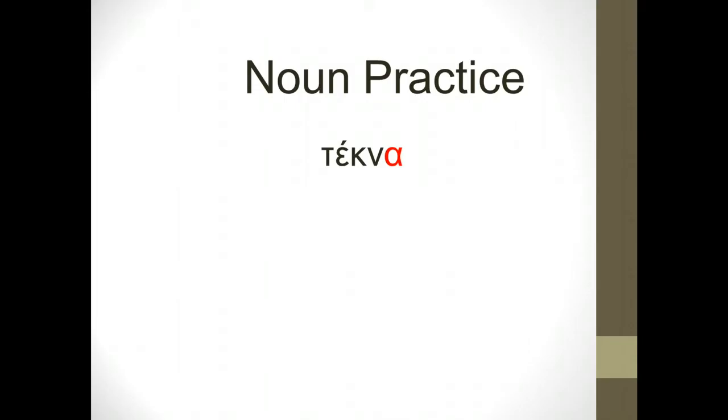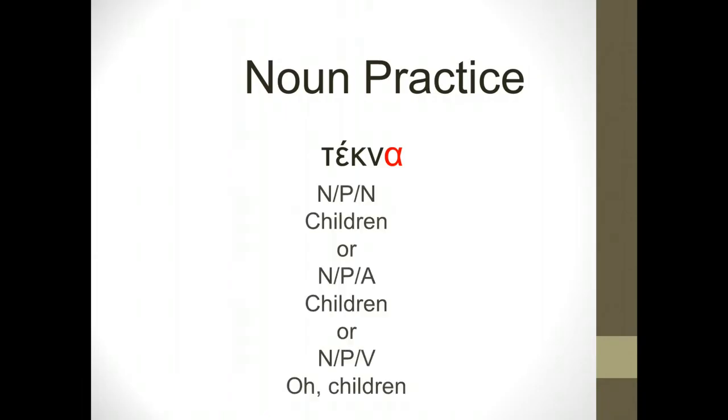I see an alpha ending in the plural nominative, I see it in the plural accusative, and I also see it in the plural vocative. And what that means, ladies and gentlemen, is that tekna can be any one of these three. It could be your nominative, operating as your subject, it could be your neuter plural accusative, so it could be acting as your direct object, or it could be in the vocative. You could be saying, "Oh, children."